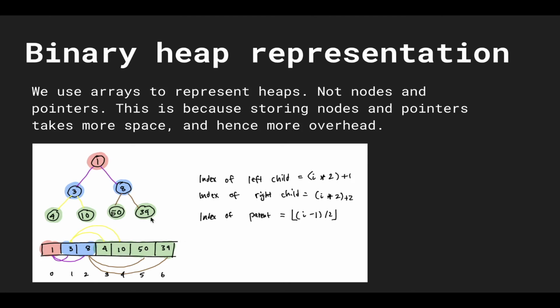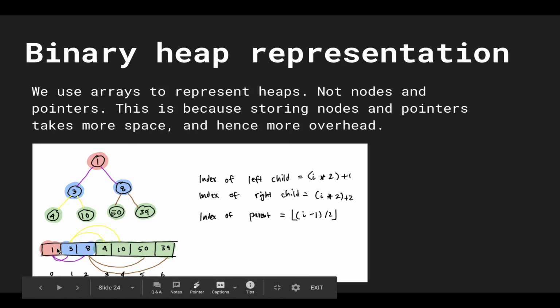We can see that this is a min binary heap. It's a complete binary tree, and every element is less than all of its children. So we have this first row, which is red, the second row is blue, and the third row is green. Just looking at the colors, we can see that the way we represent the trees is going row by row.